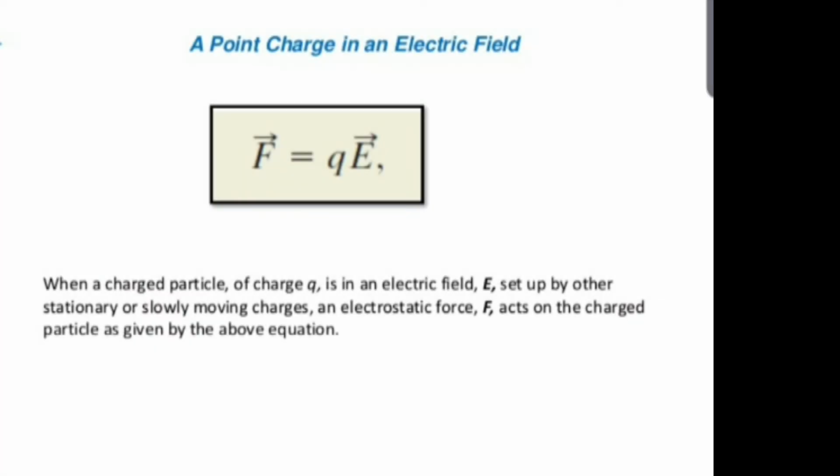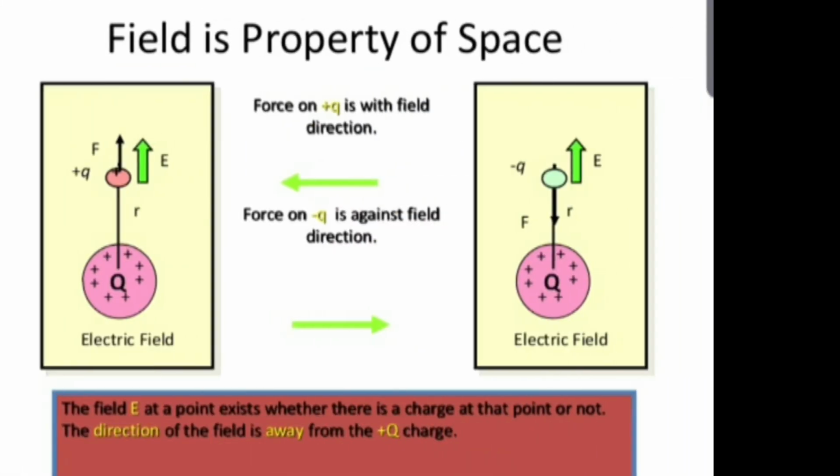When a point charge is kept in an electric field, it experiences a force, and that force is given by F is equal to QE. The force is in the same direction as the field in the case of positive charge, and the force will be in the opposite direction to the electric field in the case of negative charge. This is clear from the figure.